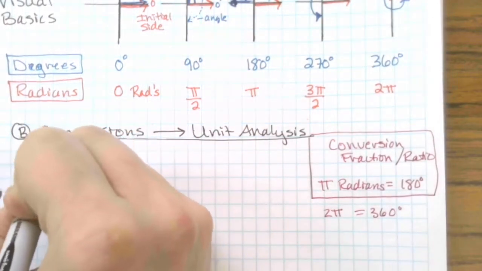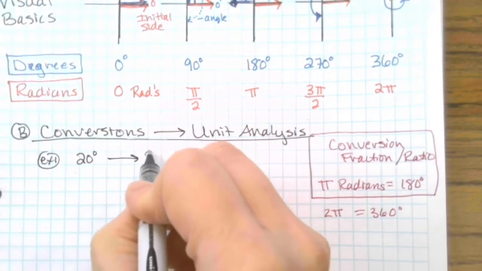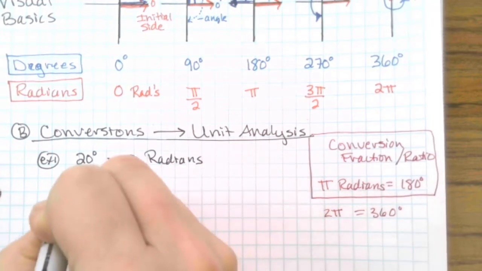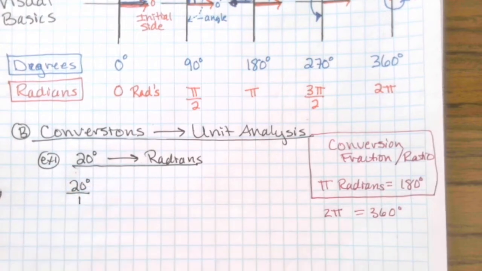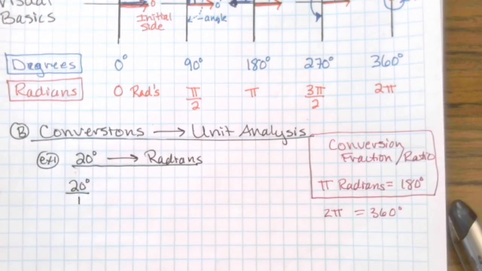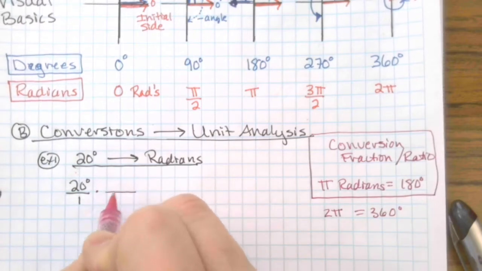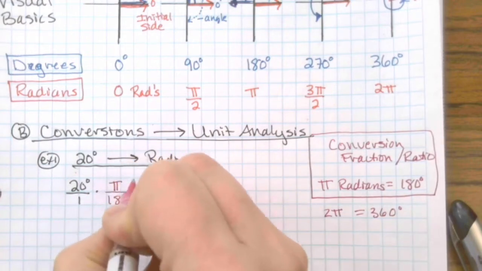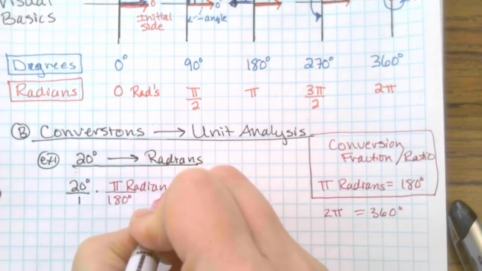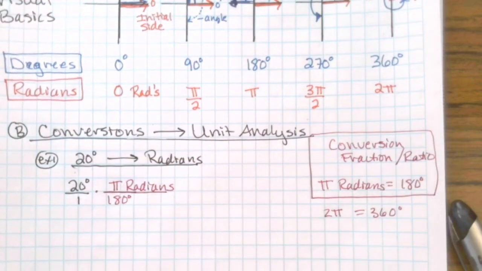All right, example number 1. We're going to take 20 degrees and we're going to convert it to radians. So just like regular unit analysis, write what you have over 1, and then you're going to multiply it by the conversion fraction flipped by whichever direction will cause degrees to cancel out. So in this case, I'm going to put the 180 degrees on the bottom, and for right now, I'm going to go ahead and write radians. I'll stop doing that after a while when we get used to it, but pi radians over 180 degrees.